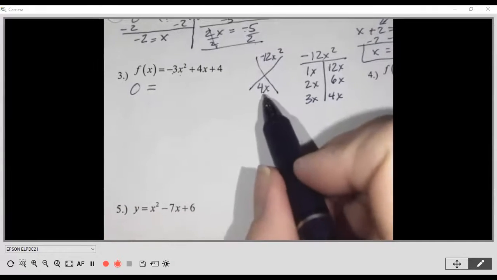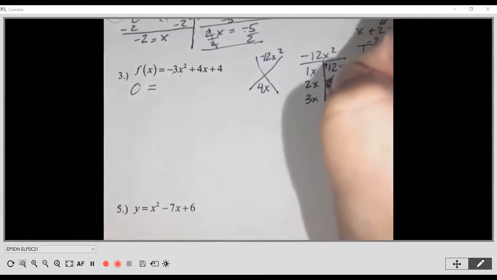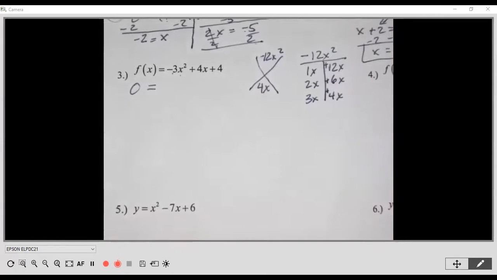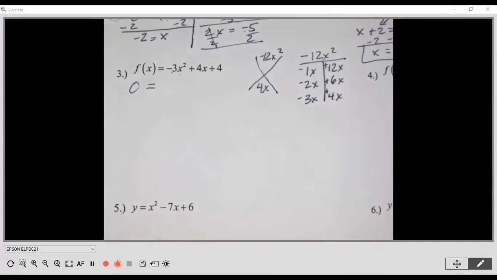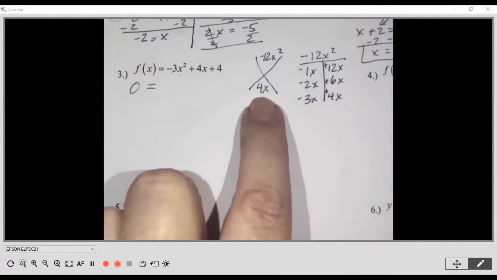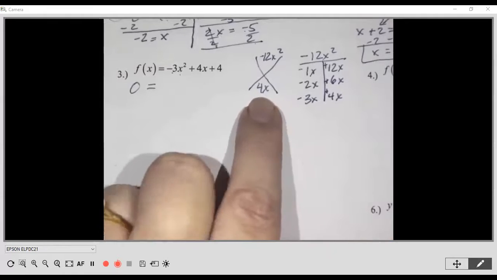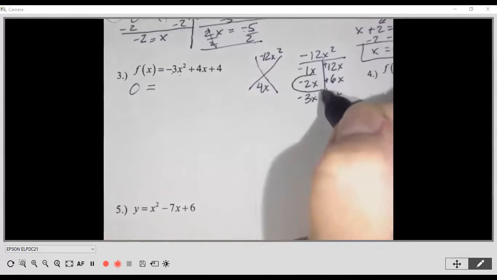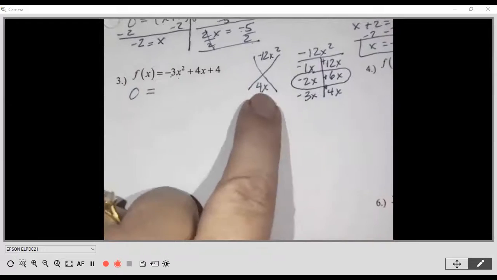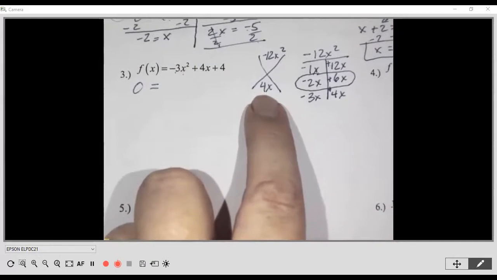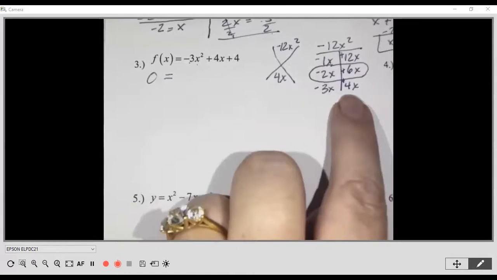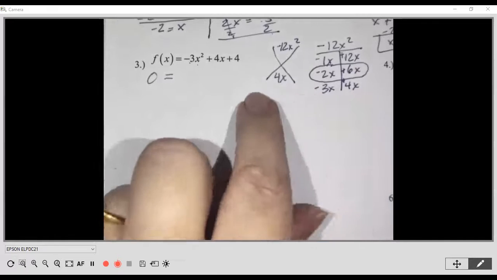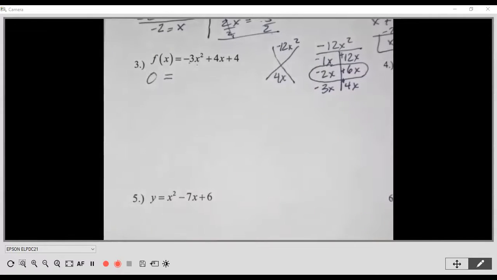So that tells us that there were more positives than negatives. So these values in the right-hand column are the positive choices. These values in the left-hand column are the negatives. So which of these pairs adds up to positive 4x? Right here, the negative 2x plus 6x will add up to the positive 4x. Okay. Negative 1x plus 12x would give us 11x, so that's not correct. 4x minus 3x would give us 1x, so that's not correct.